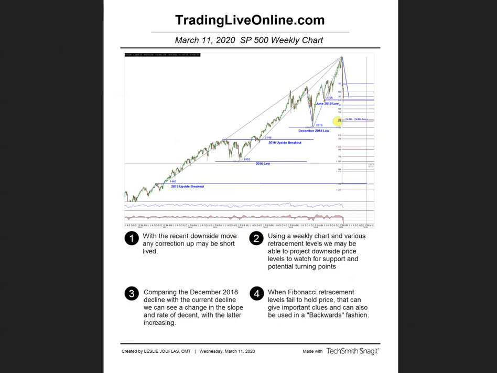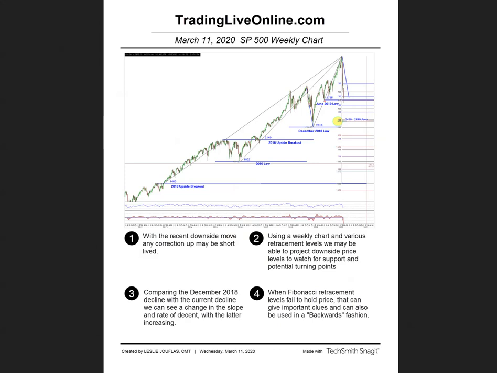Any moves to the upside at this point in time, this is March 11th, 2020, the up move should be short lived, although they will probably look like very real rallies. Generally, in this type of market environment, they tend to be false moves to the upside.